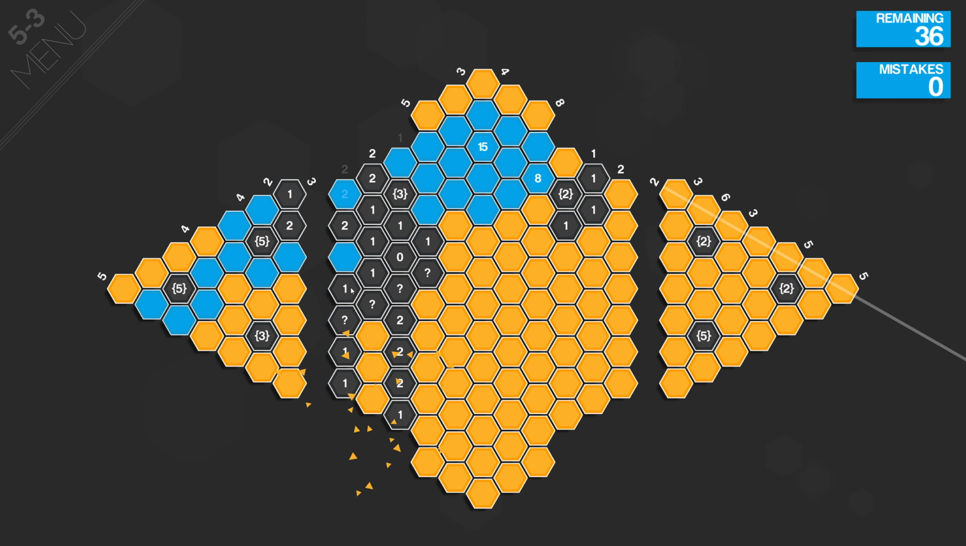1 has 1. This 2 needs 2, so it must be this and this to make the pair of 1s whole. This 1 sees 1, so it's not those. That 3 sees 3. There's our big band of question marks. Right, so what else can we do now? There must be lots going on.